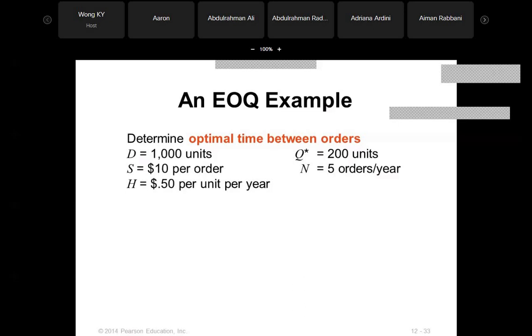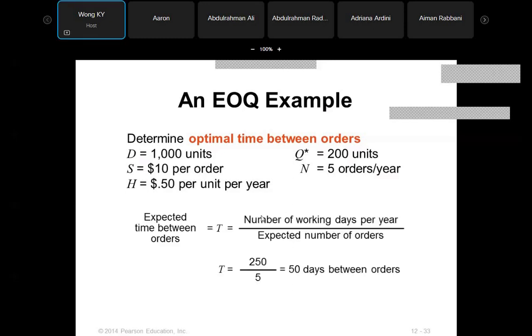Every time you have to order 200 units, and throughout that year you have to order 5 times. So what is the time between orders? Okay, so to answer this, you will have to know the number of working days per year. Normally the number of working days per year is given in the question. We cannot say that it's 365 because this is not the number of working days per year. We have to subtract the weekends, we have to subtract the leave and so forth.